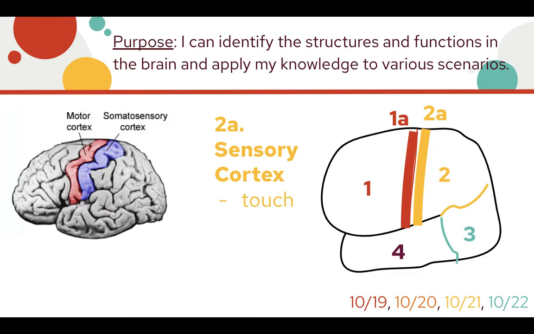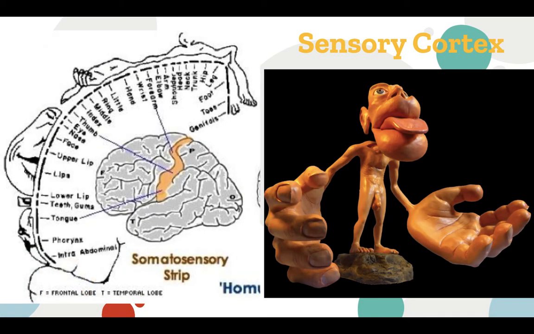So again, we have the homunculus for the sensory cortex. And you can see that we do have more area designated to our face and our hands in comparison to the rest of our body.